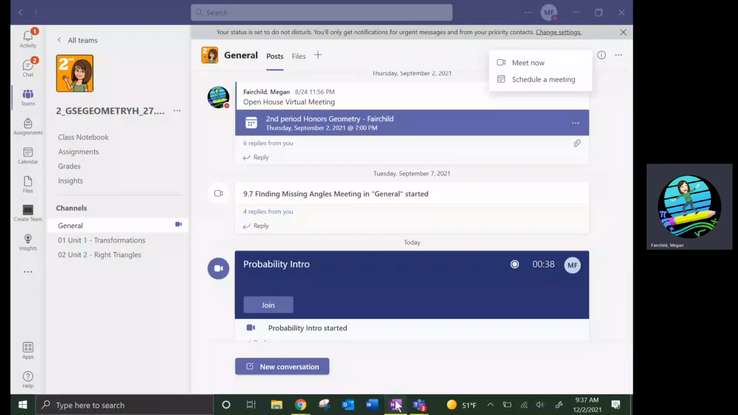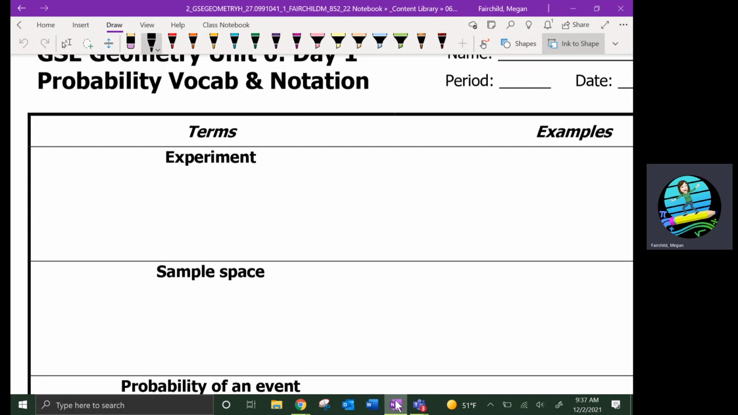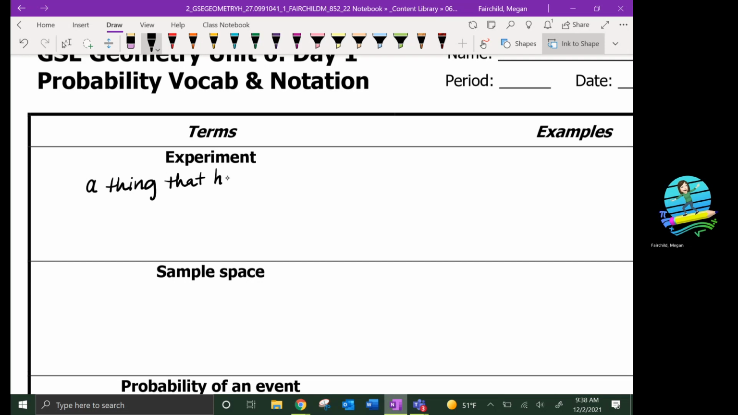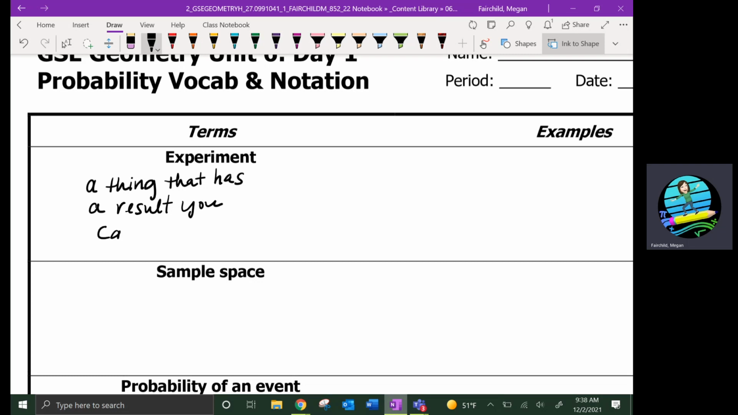All right, here we go. A probability experiment is anything or a thing that has a result you can observe or see.